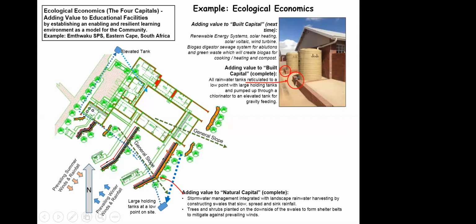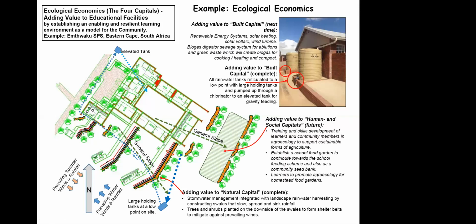Now, what we're going to look out for next time is introducing a biogas digester. So all the sewage can be gobbled up in there, producing methane for the school kitchen, and also for heating the geysers and that. And then on the social and human capital, creating a small permaculture garden where we teach the kids how to grow good, healthy organic food. They take the seeds home and they start establishing healthy homestead gardens. So this is an example of the four capitals. We've got two elements right. The other two are future enhancements.